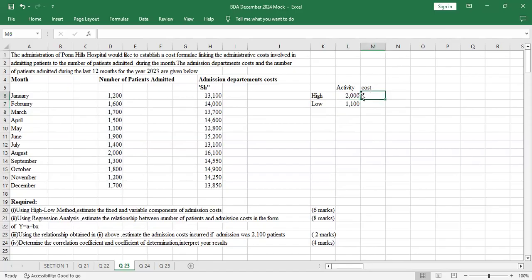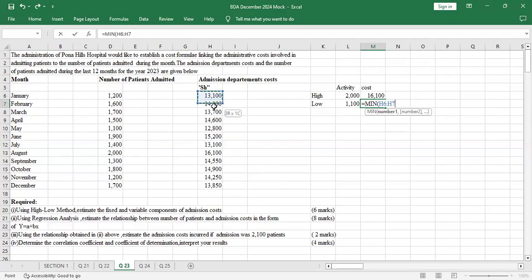So when you go to cost here, it is represented by admission department cost, and this is Y. In other words, this is X and this is Y, so both the dependent and independent variable. So which will be the highest cost? You do the same thing. You say equals to max, then you select all the way, then you close the bracket, then you enter. So it means that the maximum is 16,100. So what about the minimum? The minimum, you say equals to min.